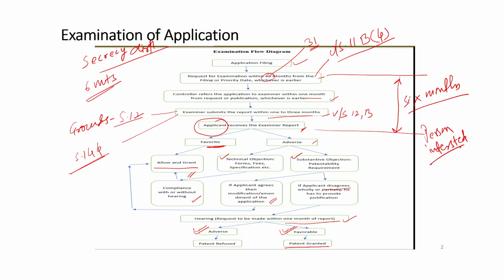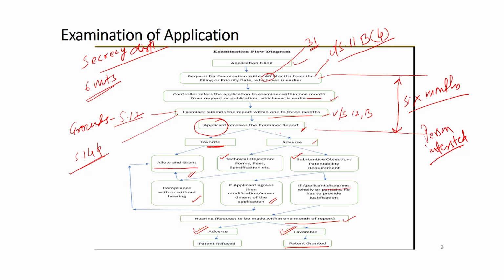So, therefore, a request comes, the controller refers the request to the examiner, the examiner gives his report, that report is given to the controller, and a copy of it will be given to the person who has made the request. As I said, the report may be favorable, it may be adverse. If it is favorable, there is no problem, the patent shall be granted. If it is adverse, the comments can be technical objections or substantive objections. Technical defects may be cured by amending the application, maybe by filling the right form, by depositing the correct fees, and if the problem is cured, the patent shall be granted.